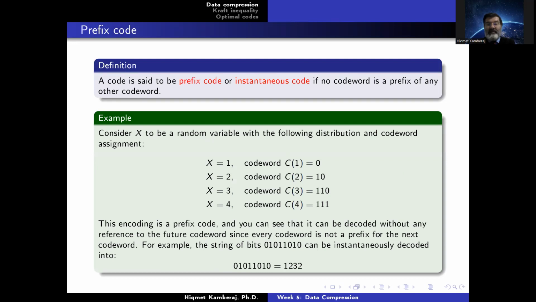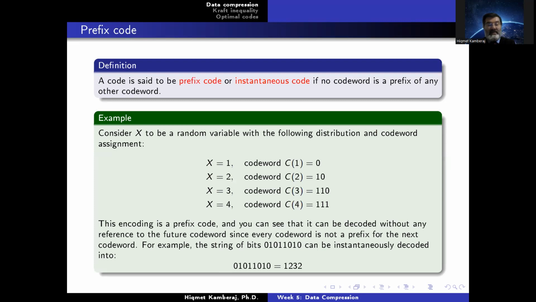Another type of code is the so-called prefix code. A code is said to be a prefix code, or instantaneous code, if no code word is a prefix of any other code word. Consider X to be a random variable with the following distribution and code word assignment. X equal to 1 has code word C of 1 equal to 0. X equal to 2 has code word C of 2 equal to 1, 0. X equal to 3 has code word C of 3 equal to 1, 1, 0. X equal to 4 has code word C of 4 equal to 1, 1, 1.